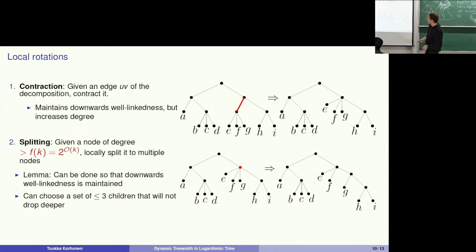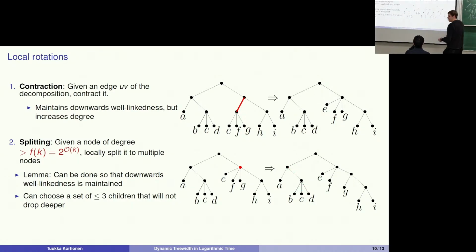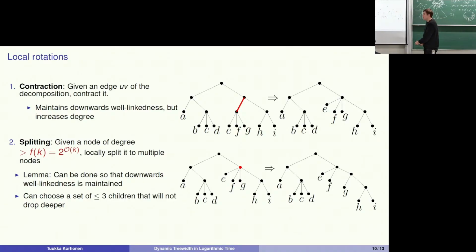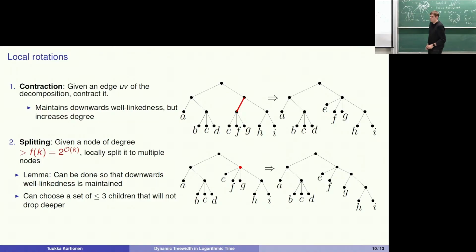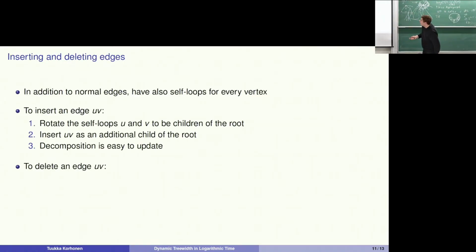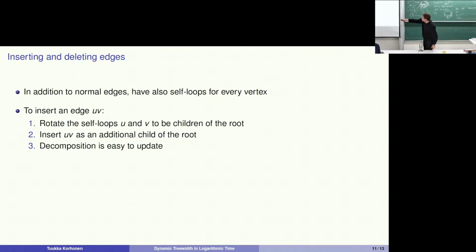If you want to make some leaves closer to the root, let's say you want to make the leaf corresponding to E closer to the root, you contract this edge, and it gets closer to the root. And then you want to decrease the degree. So you use the splitting operation to split something off, but you tell the splitting that you don't want to split this E any deeper. So now you maintain the degree, and this leaf gets closer to the root. You repeat this until you make it a child of the root, and you do this for both of these self loops.